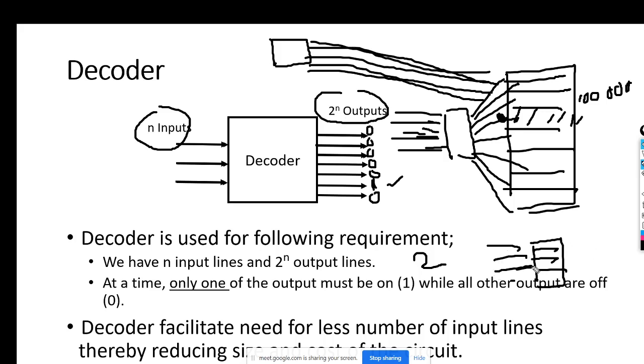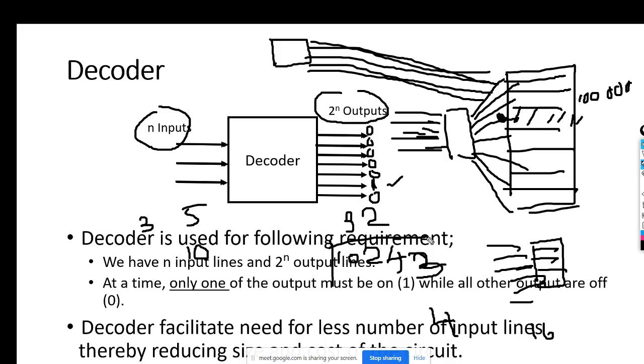If you have 8 memory locations, we need only 3 lines. If you have 16, we need 4. If you have 32, we need 5. If you have 1024, we need just 10. So to give a signal to one of 1024 memory locations, the one we want to access, we just need 10 lines, because 2 to the power 10 is 1024.